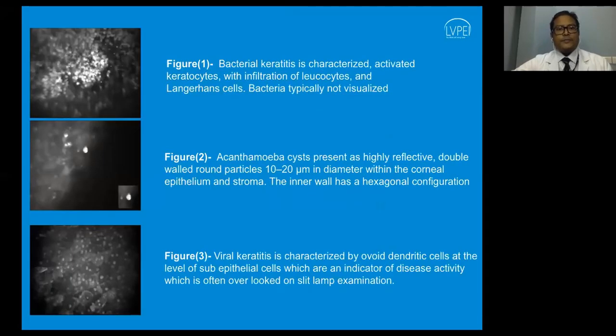In addition, bacterial keratitis would have activated keratocytes, meaning that they would be highly reflective and there will be a lot of inflammatory cells. Bacteria typically are not visualized. Acanthamoeba cyst, as I discussed, would appear as round double-walled particles of 10 to 20 microns. You can look at the nerve that is there in the corneal stroma and see whether the gauge of the nerve and the cyst size is the same. And typically there is a hexagonal inner wall. Viral keratitis will be characterized by ovoid dendritic cells in the subepithelial layer.